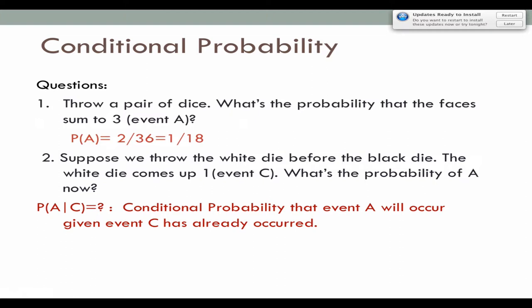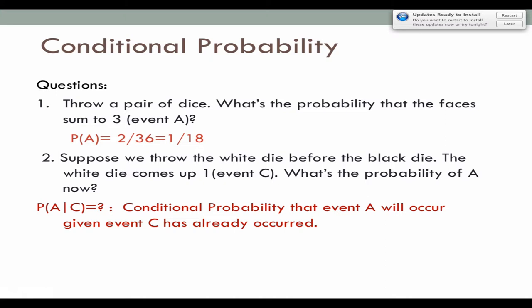Then the next question: suppose we throw the white die before the black die, and the white die comes up 1. We call this event C. The event C is that the value of the white die is 1. Then what's the probability of A now? Given that we observe the first white die is 1, what's the probability the sum of the two dice is 3? This is a conditional probability problem. I'll introduce the notation: for conditional probability, we write P(A | C), using the bar to represent 'given'. C is the condition, so this is the probability of A conditional on C.